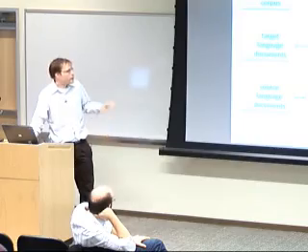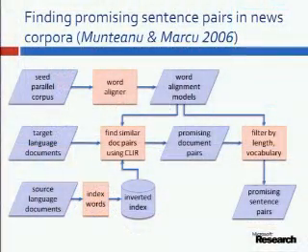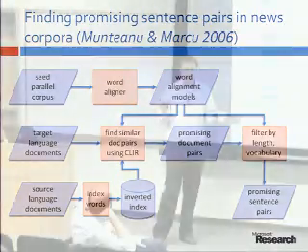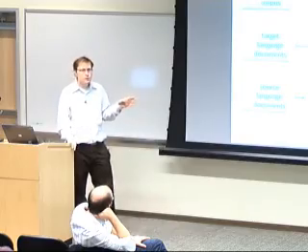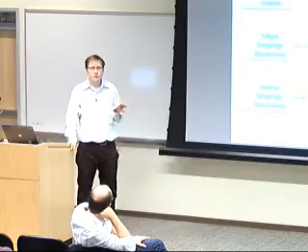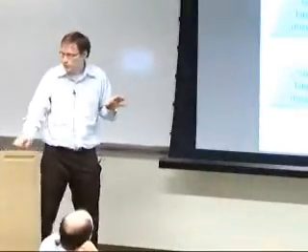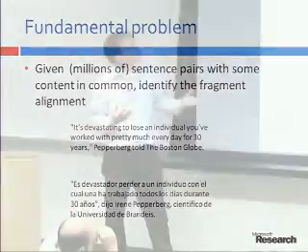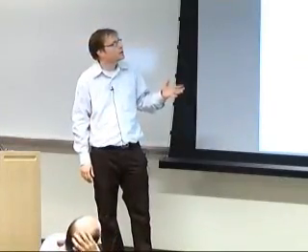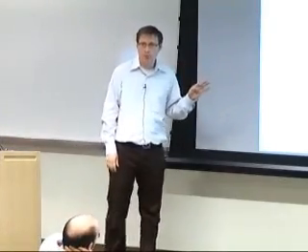Furthermore, this talk isn't going to look at documents as a whole. Instead, it's going to look at promising sentence pairs within those documents. So we do a simple filtration process, just find sentences within these document pairs that contain some terminology in common and restrict our attention to those. So this is where the task is set up. Given millions, maybe tens of millions, maybe even hundreds of millions of sentence pairs with some content in common, try to identify a hidden fragment alignment between them.